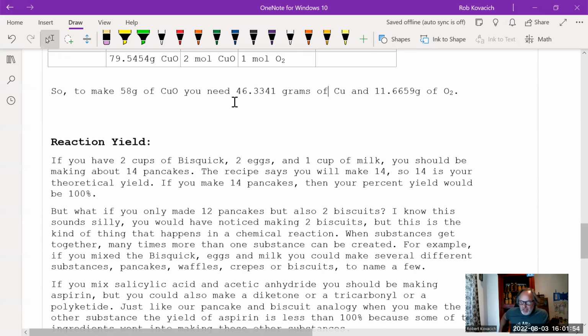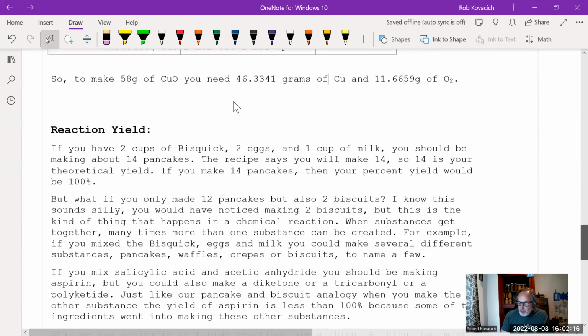My pancakes are too big. I don't get all the stuff out of the mixing bowl. So I end up making, say, 12 pancakes. So I only made 12 pancakes. So 100% yield would be 14 pancakes, but I only made 12 pancakes.